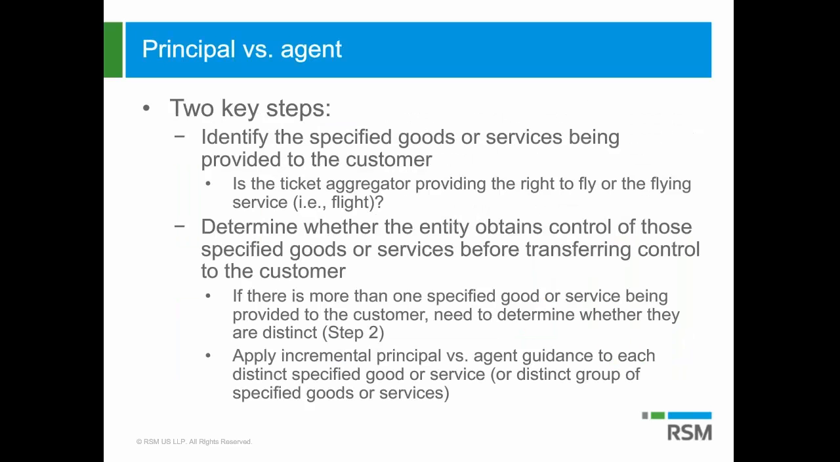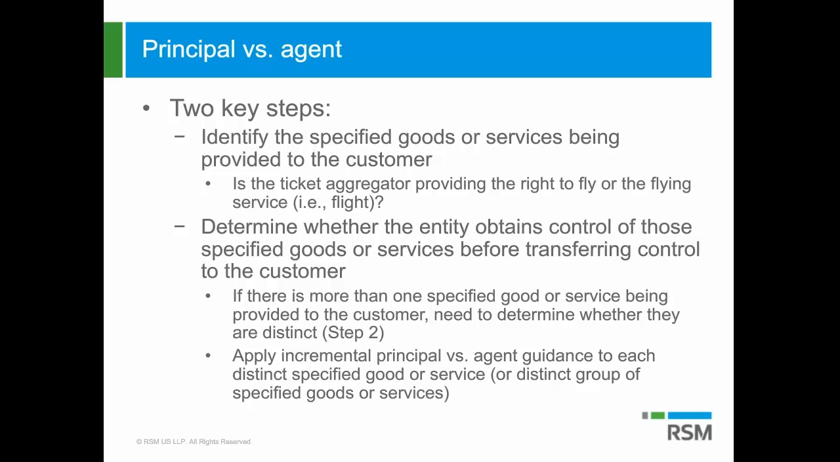Okay, another area we wanted to discuss is principal versus agent. I brought this up a little bit earlier when I was talking about the gross versus net guidance on sales taxes. There are some similarities to today's guidance, but conceptually it's a little bit of a different approach. Here we're looking at situations where you're performing for a customer but involving third parties, whether a third party that provides the goods, so you're buying goods from a manufacturer and then selling them to your customer, or a third party that provides some part of the services.